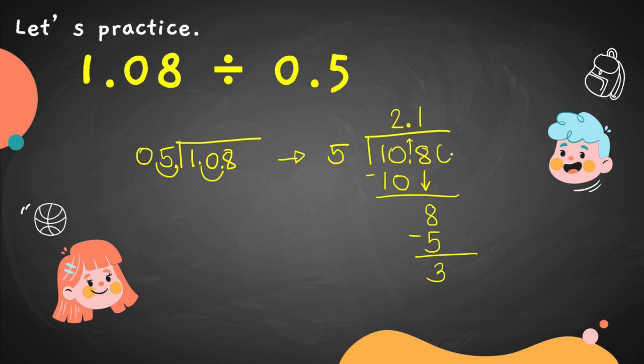mag-add ng placeholder na 0. Pag nagdagdag tayo ng 0, yung 10 and 80 hundredths, hindi nababago yung value nun. So, let's bring down 0. 30 divided by 5 is 6. 6 times 5 is 30. 30 minus 30 is 0. So, wala na tayong remainder. So, the answer in 1 and 8 hundredths divided by 5 tenths ay 2 and 16 hundredths.